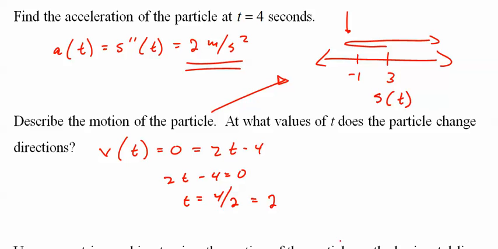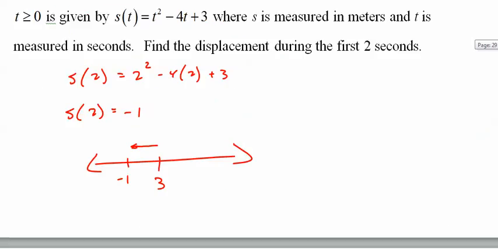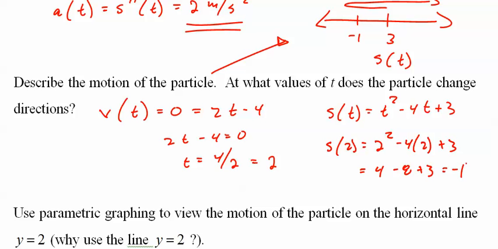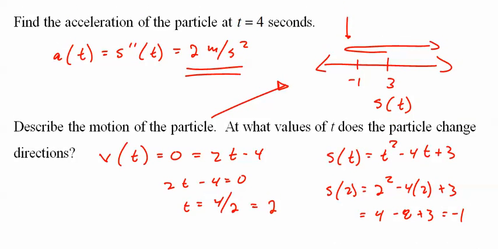I can't quite remember. S of t equals t squared minus 4t plus 3. Don't want to screw that up. In addition to everything else I've screwed up here. S of 2 equals 2 squared minus 4 times 2 plus 3 equals 4 minus 8 plus 3 equals -1. So that is where this mins out at -1.